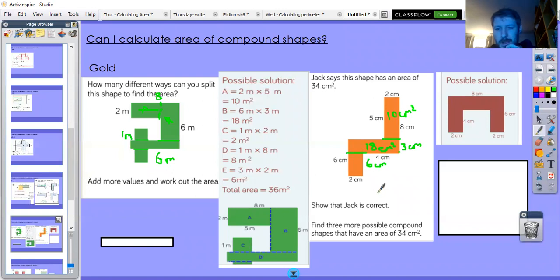And this bit here, we know it's 2, and we can take off that 3, which means we know from here to here will be 3 centimeters. So 2 times 3 is 6 centimeters squared for this little area here. And then if you add those bits together, you have a total area of 34 centimeters squared. There might have been other ways you could have done it as well. And then creating your own one, this is another example of a shape, which is a compound shape, which is 34 centimeters squared.